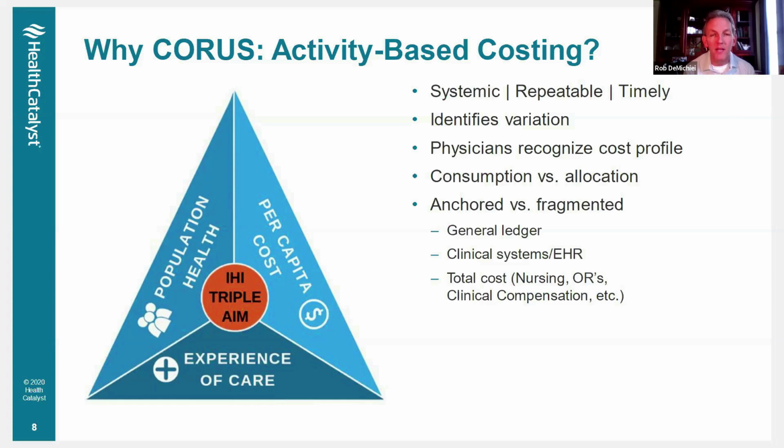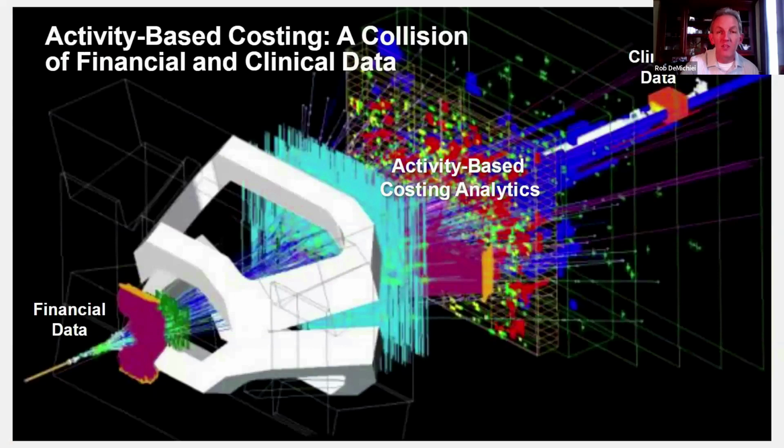And this is all anchored into either the general ledger or the clinical systems or the EHR. And you're talking now about the total cost of nursing, the total cost of your operating rooms, and your clinical compensation and how those resources are being consumed. So this is just a visual, and this is supposed to represent a super collider of clinical data from your EMR and your financial data from your general ledger. And so when you bring these two things together, you create these subatomic particles of analytics and information to help you make better operational and financial decisions.